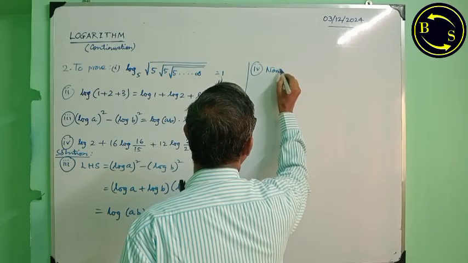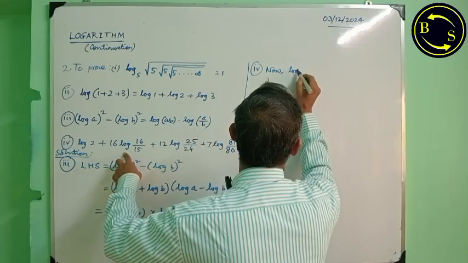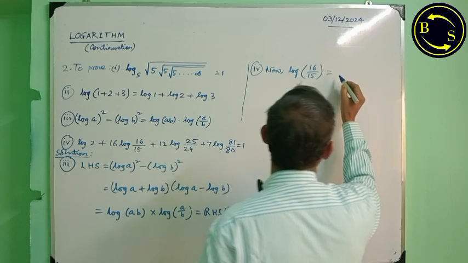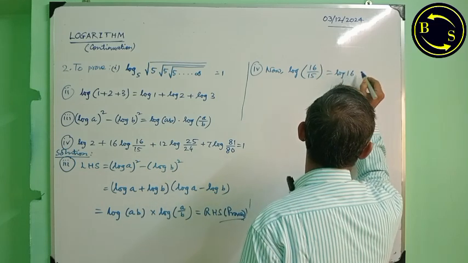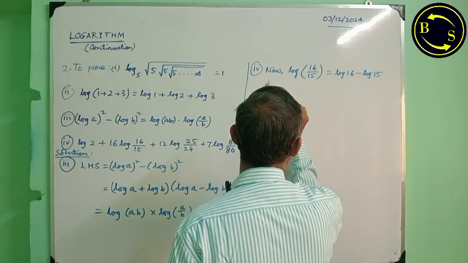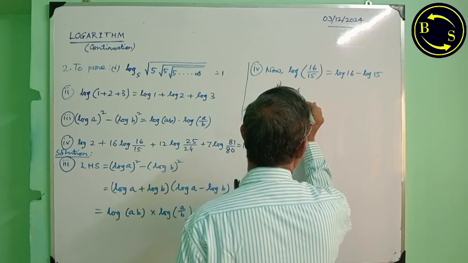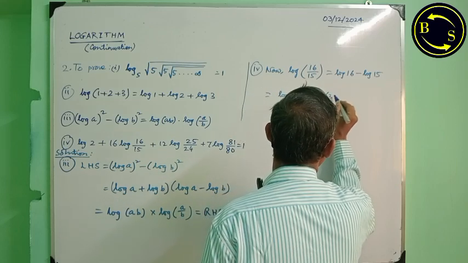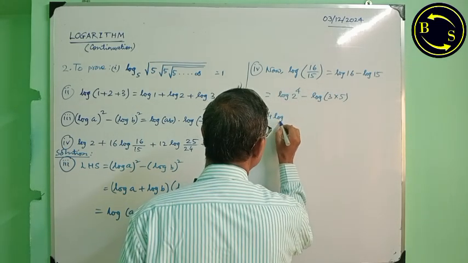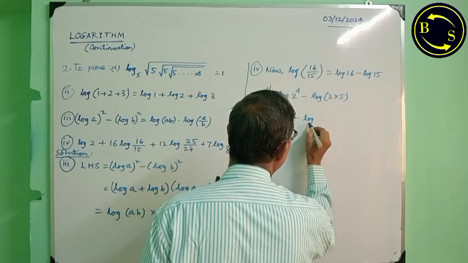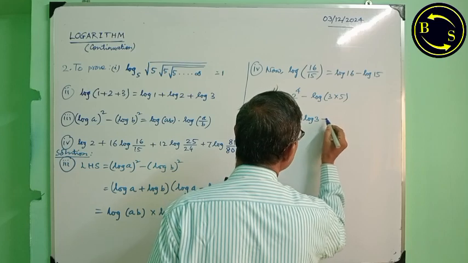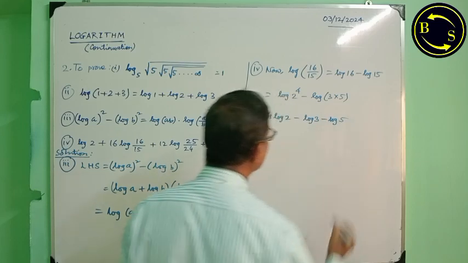Now, log of 16 by 15, I apply this changing formula, log 16 minus log 15, that is equal to log of 16 means 2 to the power 4, minus log 3 into 5, 15 equal to 3 into 5. It will be 4 log 2 minus log 3 within brackets, log 3 plus log 5. I remove the brackets and write it directly, this one.